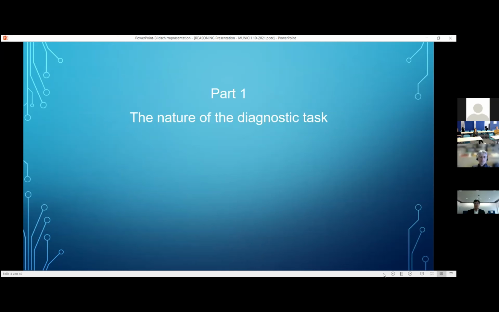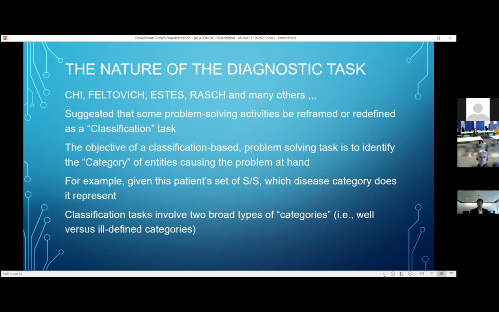So part 1, the nature of the diagnostic task. Many years ago, a group of individuals suggested that some problem-solving activities needed to be reframed or redefined as a classification task. And I won't get into all the reasons why, but simply stated, the objective of a classification-based problem-solving task is to identify the category of entities causing the problem at hand. For example, given this patient's set of signs and symptoms, what disease category does it represent?